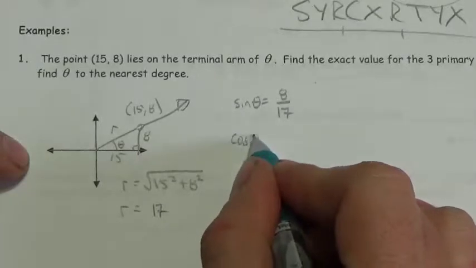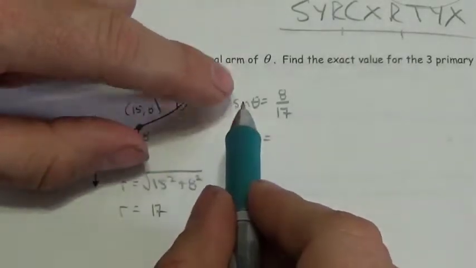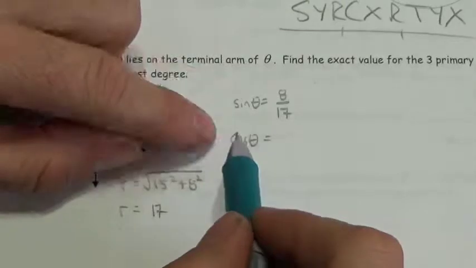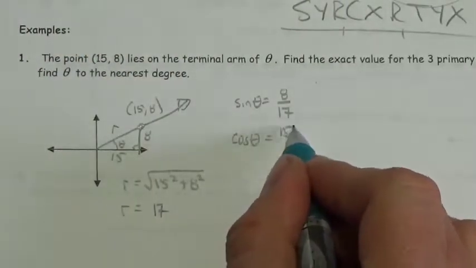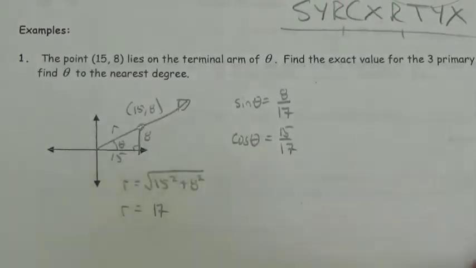The cosine, and remember, I want you to relate sine to y and cosine to x. The x coordinate of that point was 15, and I know that the r value was 17.